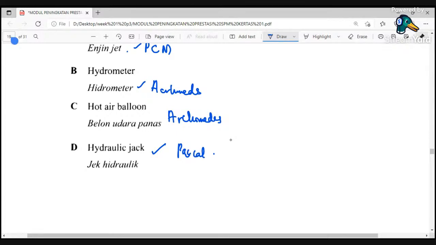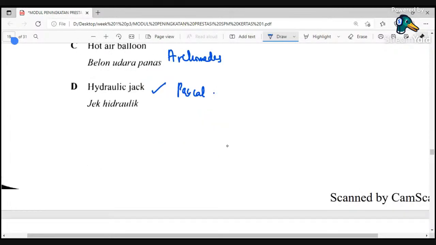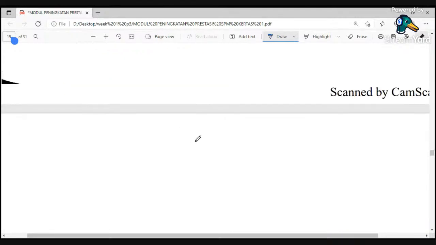Okay. Pressure transmit from the master piston to the slave piston. Okay. Input piston to produce larger force at the output piston. Okay. Jawapan. Kalau Pascal ni dia rujuk kepada hydraulic brake, hydraulic jack, semua yang berkaitan dengan hydraulic system.